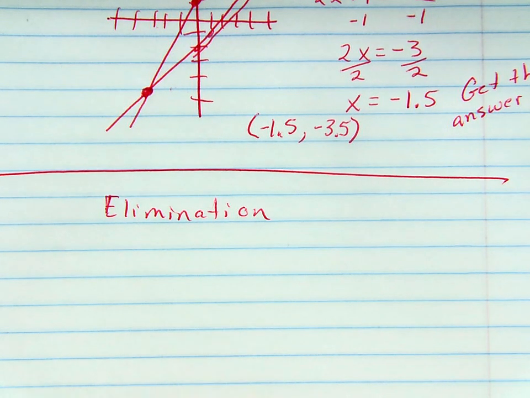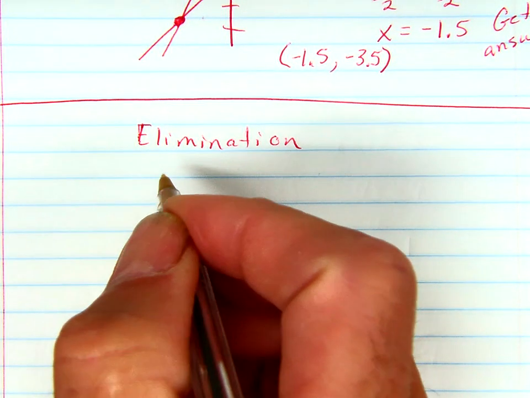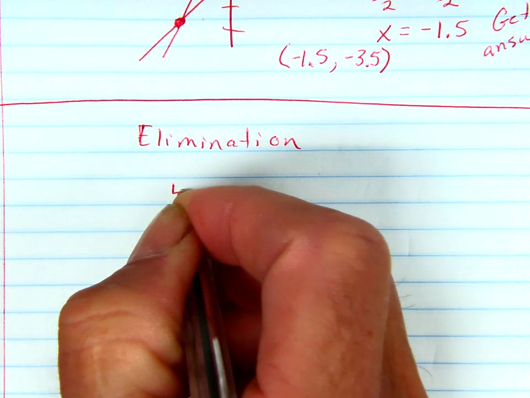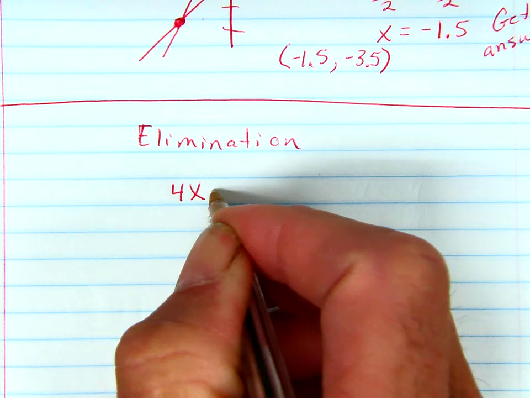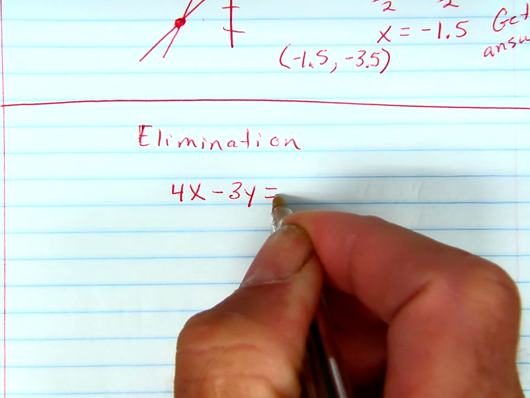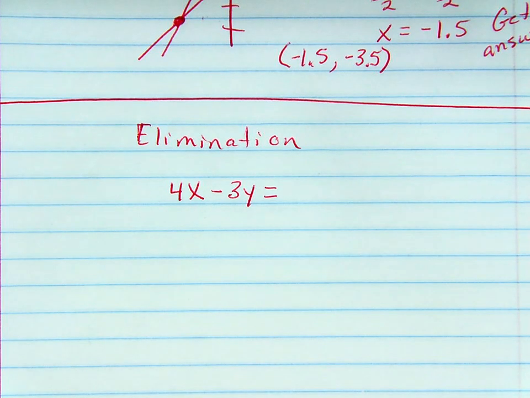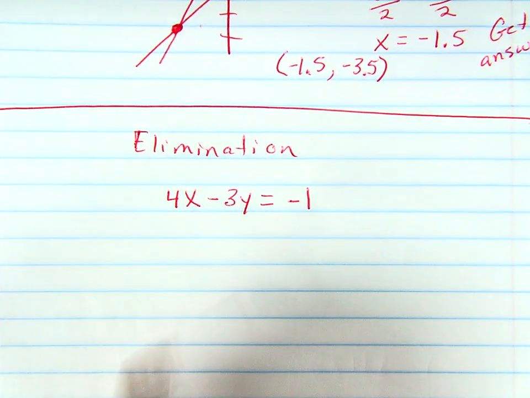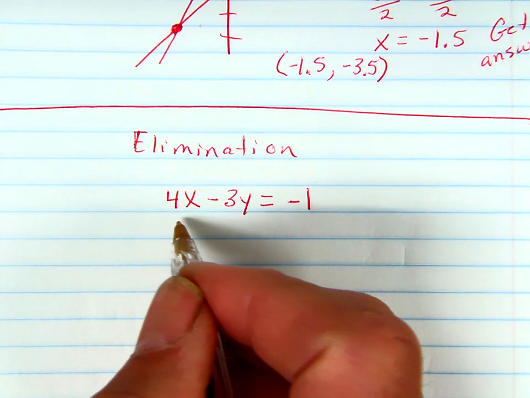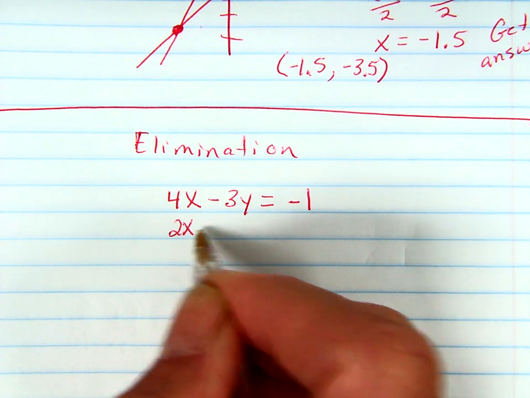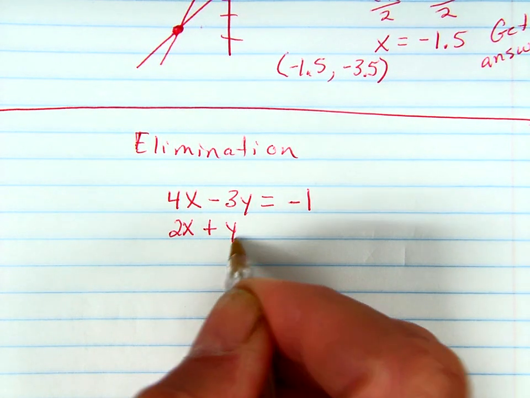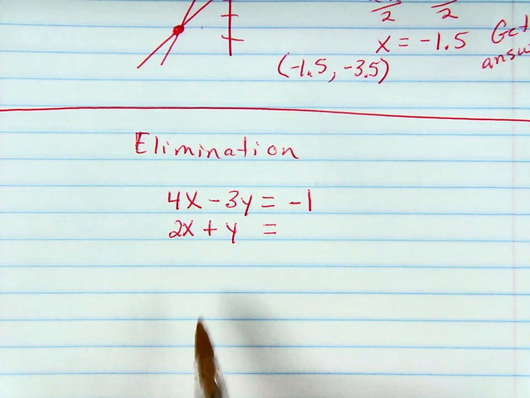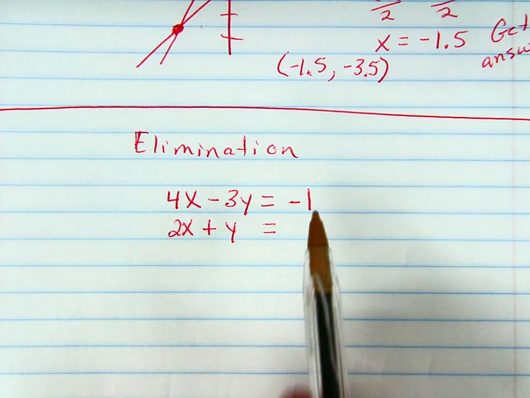This is what we use when we have equations that are both in standard form, like 4x minus 3y equals, let me work it out in my head so I'll get something that works. Okay, so negative 1 and 2x plus y equals 11.